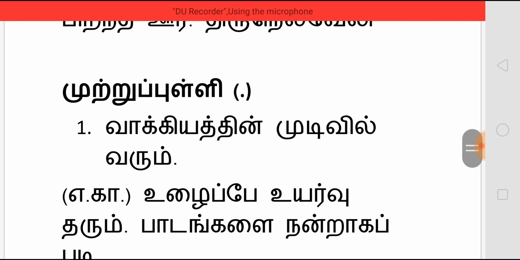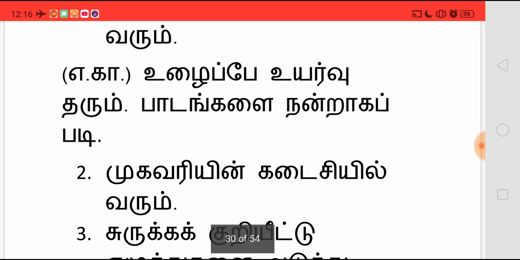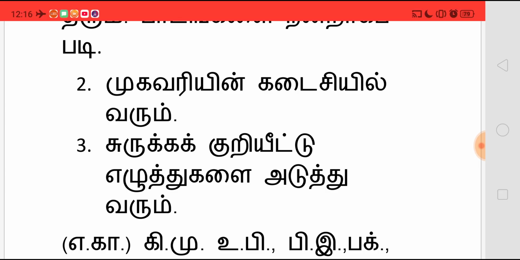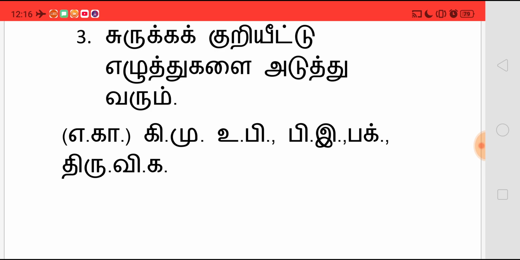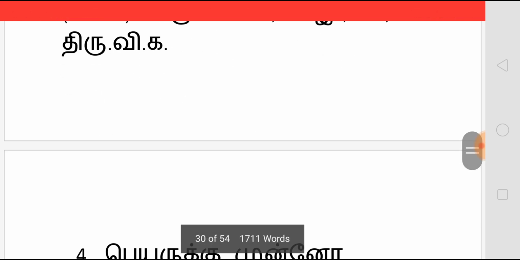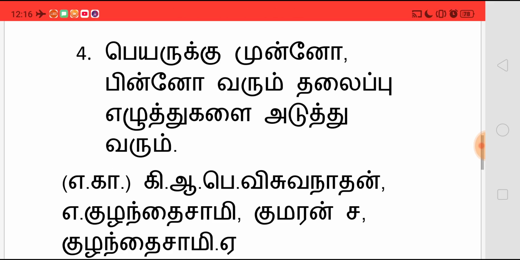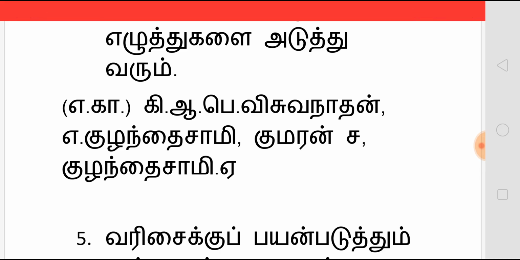Then comes Mutrupuli. It will come at the end of the sentence. Mutrupuli is where we use like உழைப்பே உயர்வு தரும், பாடங்களை நன்றாக படி, full stop. முகவரியின் கடைசியில் வரும், that is it will come at the end of the address. And when we are using short forms, abbreviations, we will use like கி.பி., கி.மு., ஊ.பி., பி.ஏ., திரு.வி.க. and all that. And it will come before or after the names when we have our initials.